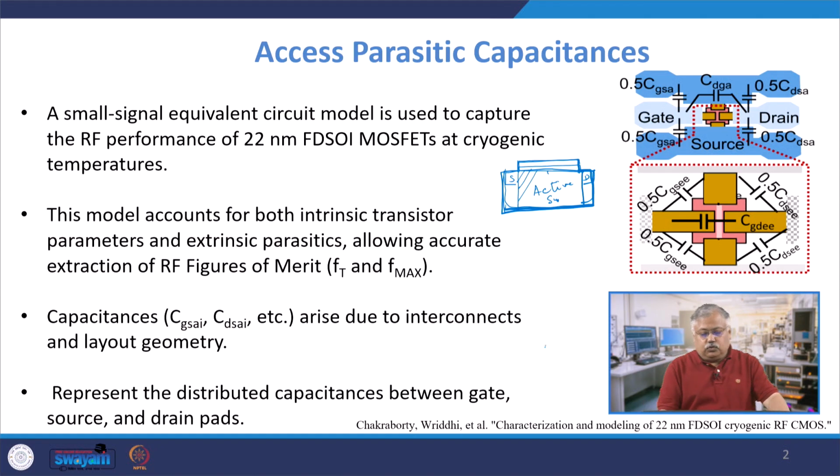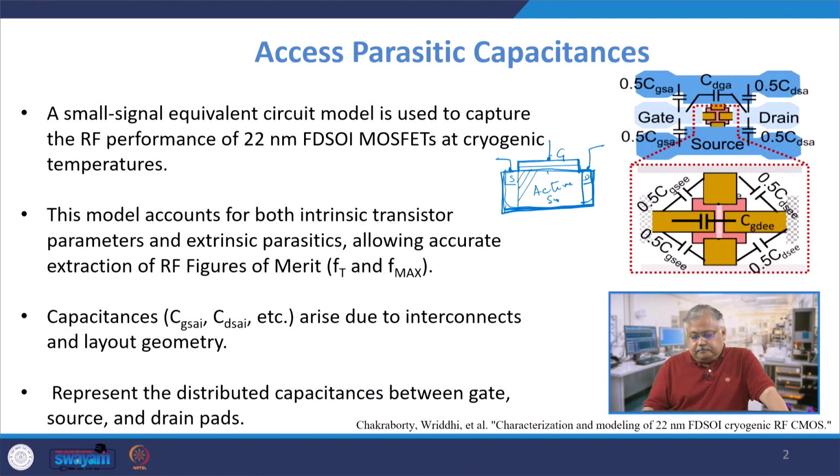And the extrinsic one will be the one which is coming from this gate metal, and then drain contact. So, source contact, gate contact, and drain contact. Anything beyond this will be defined as the extrinsic parameter. And these have to be accurately extracted in order to understand the value of the transit frequency and the maximum frequency.